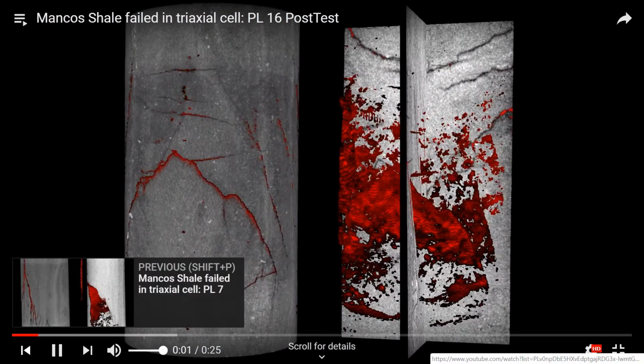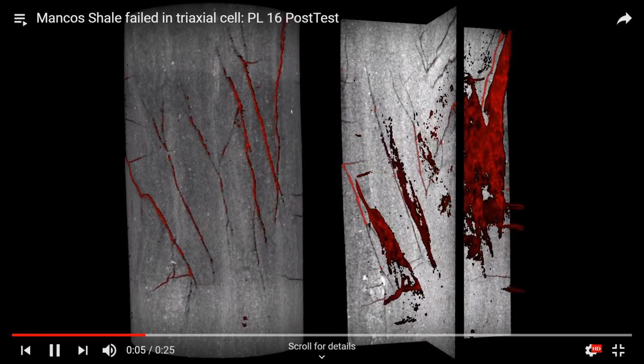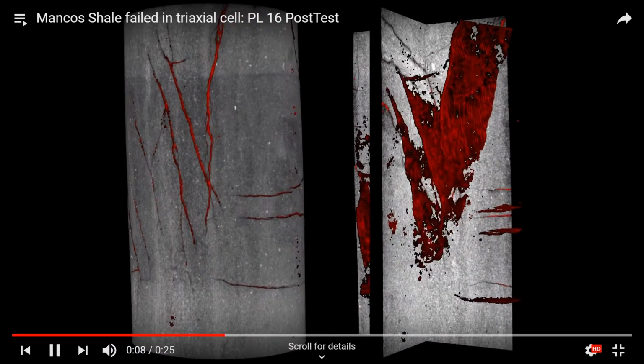And the last ones, well, this one is still parallel to bedding, and again you see how you can see many fractures that like to follow the lamination of the rock.